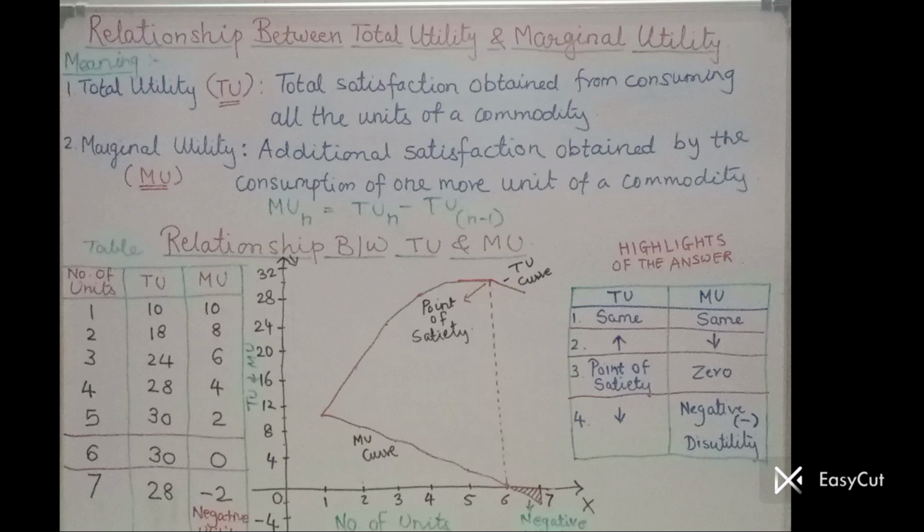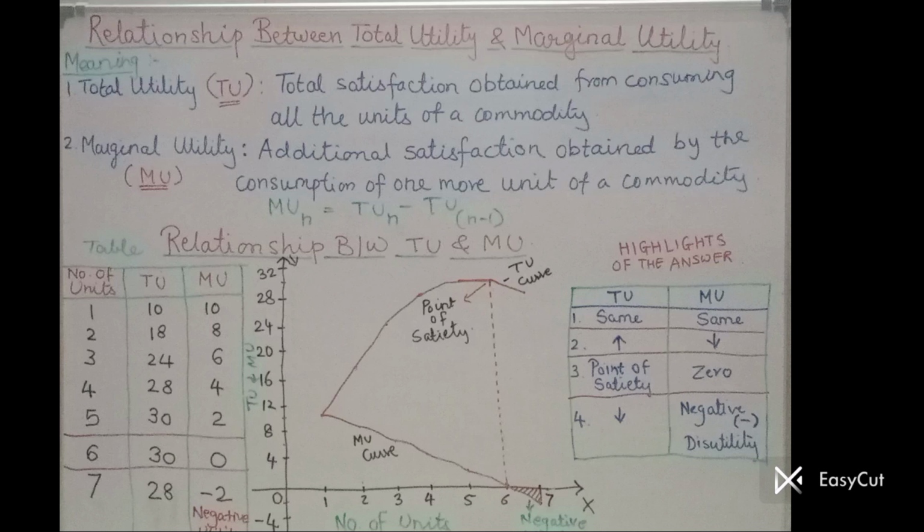So this is the total utility. Now what is commodity? Here you may consider any commodity. Let us say you are consuming oranges or mangoes or maybe you are drinking a glass of water. So likewise any commodity of your choice you may consider. So I repeat, total satisfaction obtained from consuming all the units of a commodity is called total utility, that is TU. Now coming to the second part, marginal utility, which is denoted as MU.